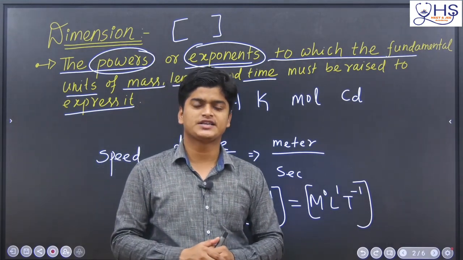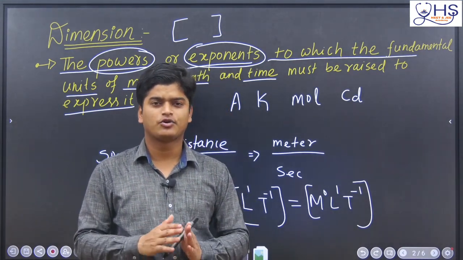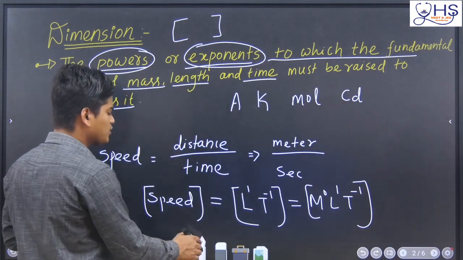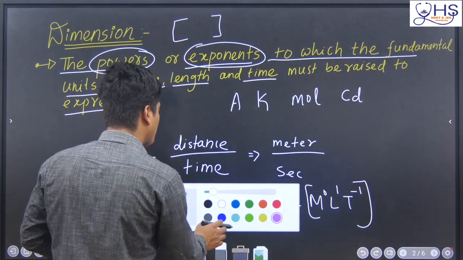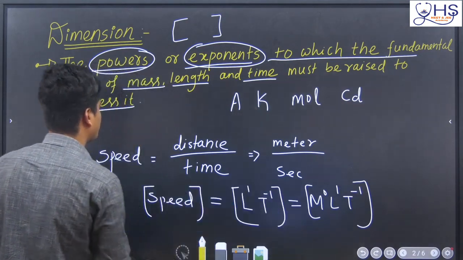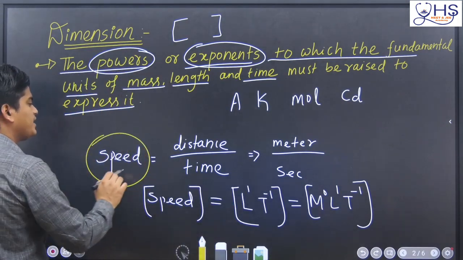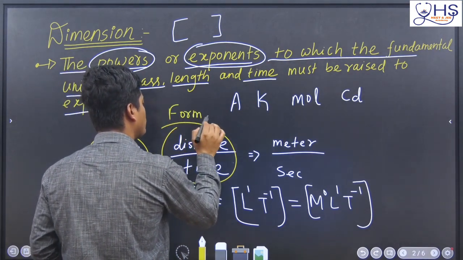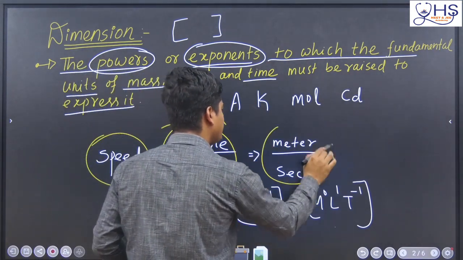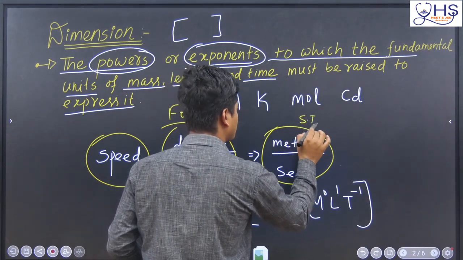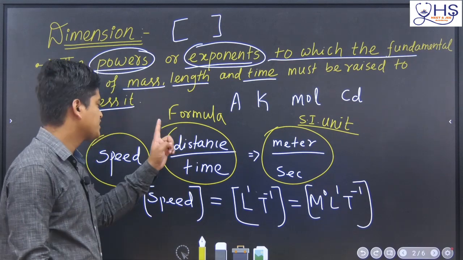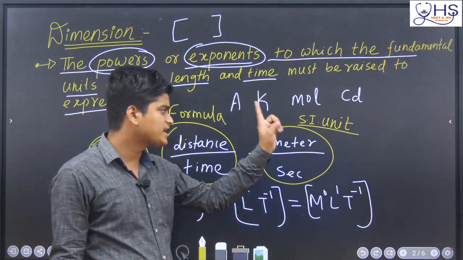Before that we need to understand the dimensional formula for different quantities. While writing a dimensional formula, one thing we must understand is that when you are writing a quantity, you need a formula first. The second thing you need is the SI unit. So first you write the formula, then the SI unit.